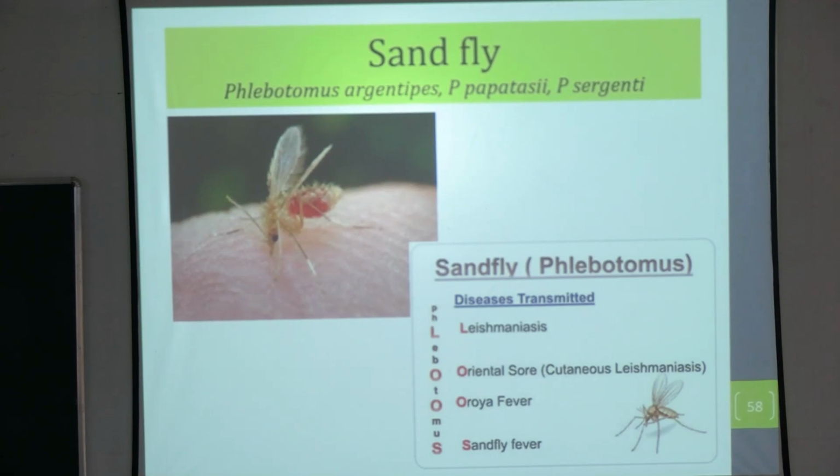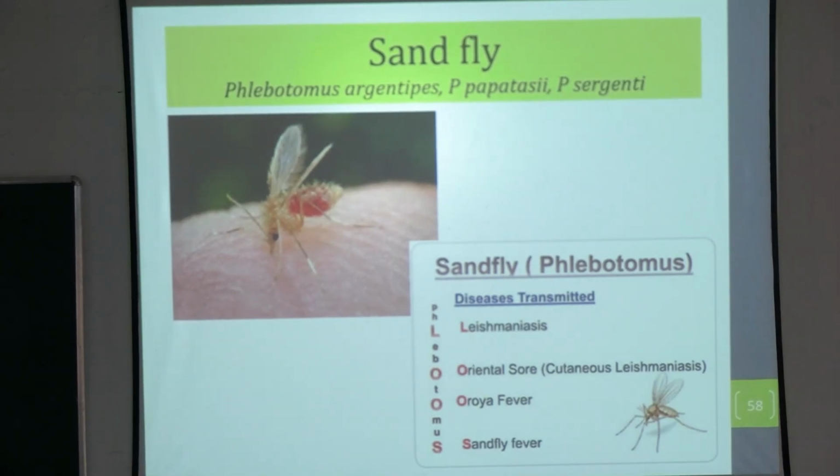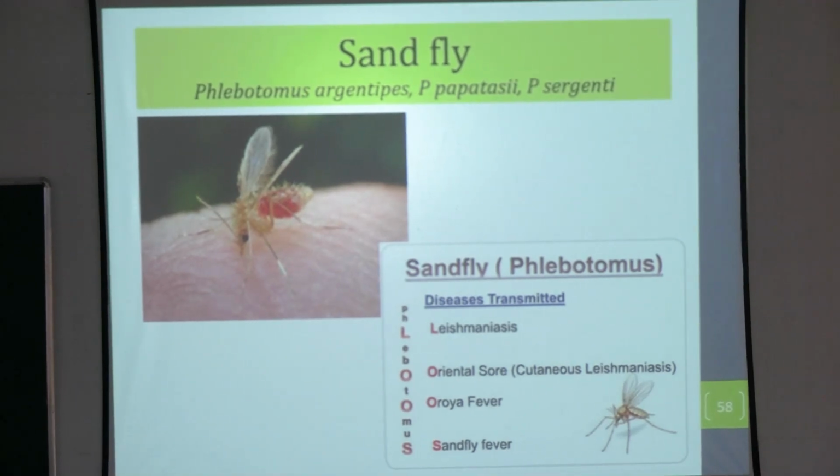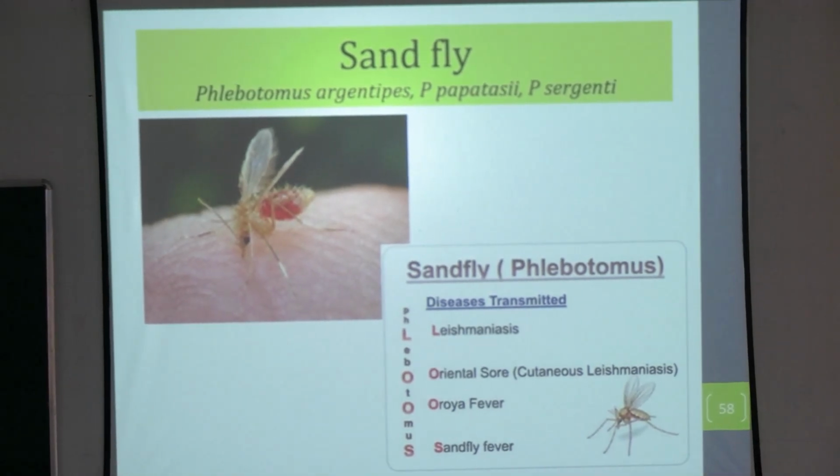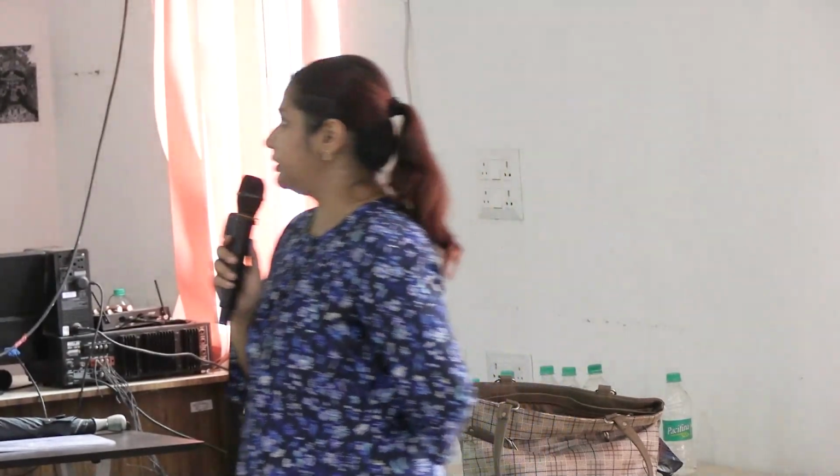আগে ওয়েস্ট বেঙ্গলে এন্ডেমিক ছিল, এখন আর নেই। So this sandfly is Phlebotomus argentipes, Phlebotomus papatasi, Phlebotomus sergenti. Is it a mosquito or not? মশার মতো দেখতে, is it a mosquito or not? It is not a mosquito, right? It is a type of fly. It is a special type of vector, that is sandfly.